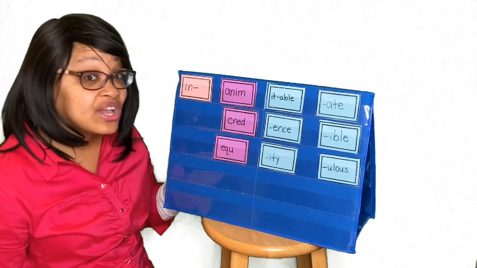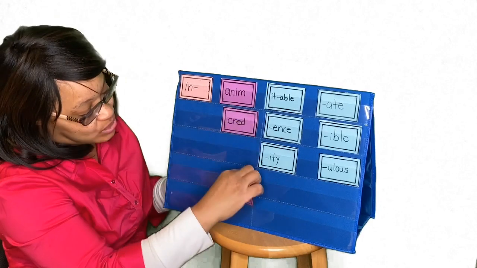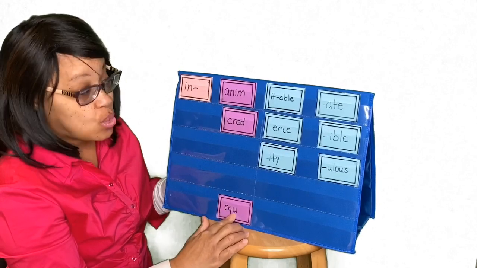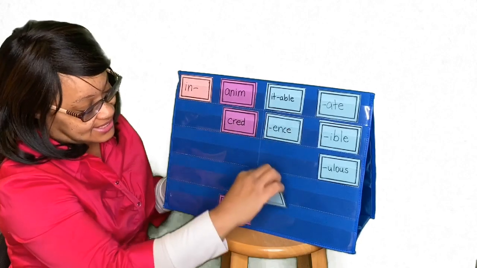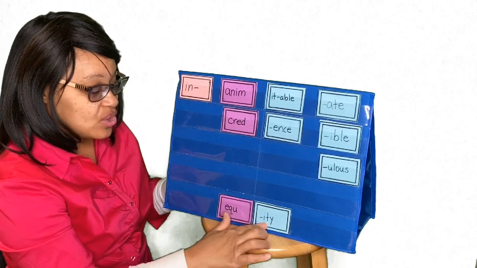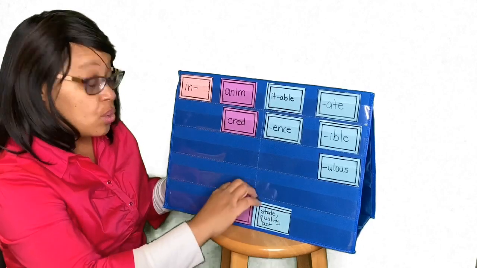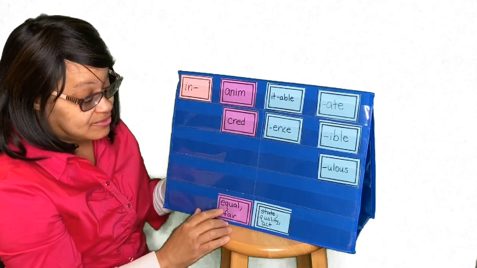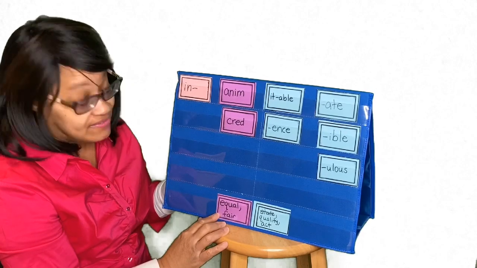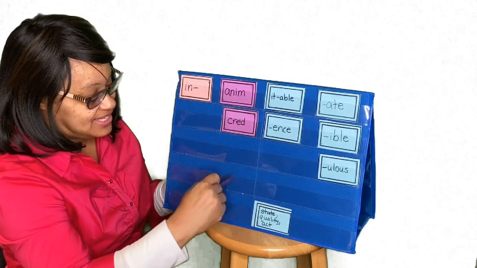Okay, let's try another one. Let's make equity. So we have our equ, and we need ity. We put it together, equity. And equity is the state, quality, or act of being equal or fair.